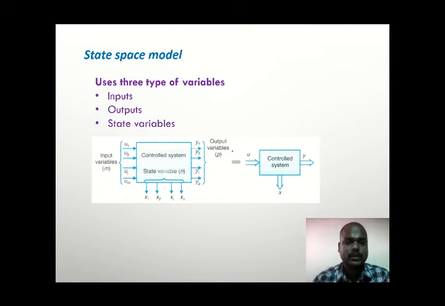A state space model is any kind of control system model which comprises mainly three parameters. These parameters are input, output, and the states of the system. State variables are generally represented as x1 to xn, outputs as y1 to ym, and input variables as u1 to ur. The dimensions of the input vector, output vector, and state vector could all be different.